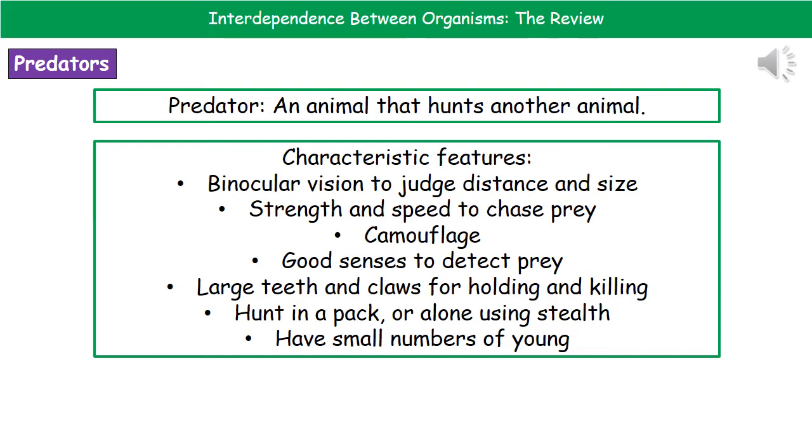When we're thinking about the actual killing of the prey, then they need large teeth and sharp claws for holding and obviously the killing stage. We will find that their behaviour is slightly different as well. They will either hunt in a pack, or if they hunt alone, they will use stealth methods to do that, so creeping up very quietly to then allow them to get as close as possible to the prey before they strike. And the last thing there is that when they give birth, they will only have small numbers of young, because that means that they don't have to catch so much food in order to support that young litter.